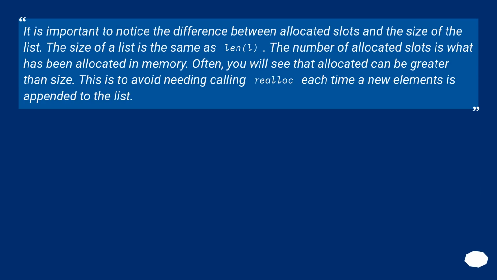It is important to notice the difference between allocated slots and the size of the list. The size of a list is the same as len(l). The number of allocated slots is what has been allocated in memory. Often, you will see that allocated can be greater than size. This is to avoid needing to call realloc each time a new element is appended to the list.